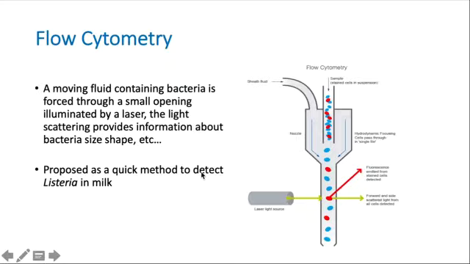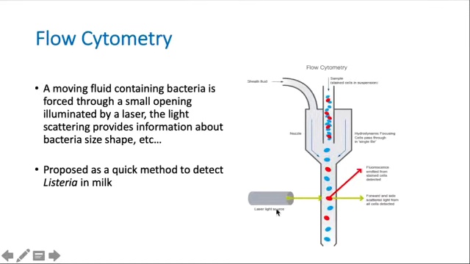Then there is flow cytometry. Flow cytometry uses a moving fluid containing bacteria through a forced opening. So you have the cells that have been stained. You have a sheath fluid. A sheath fluid is basically a saline solution. And so the sheath fluid is just run through, and both of them are run through this nozzle. And so they end up going in a single file.